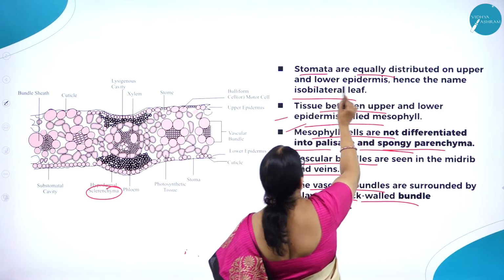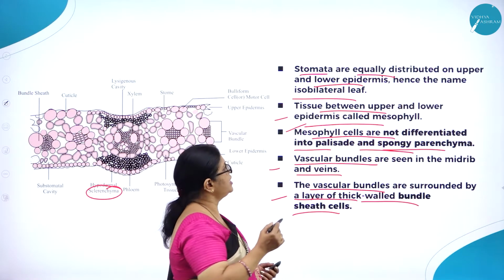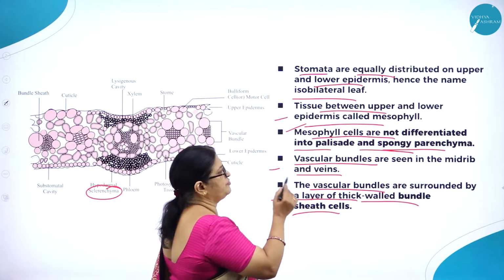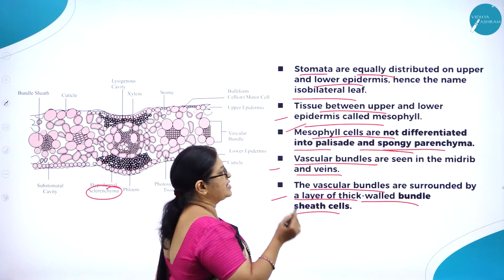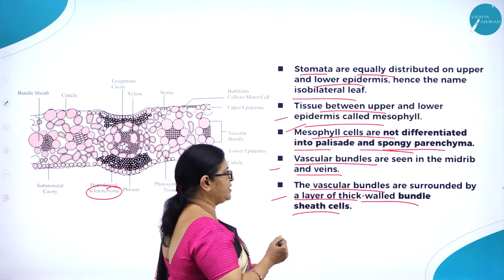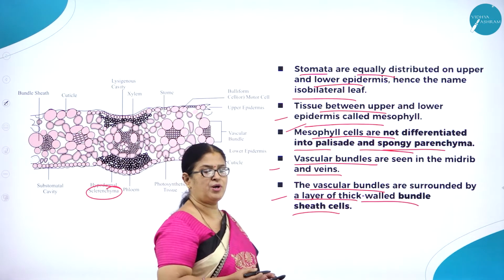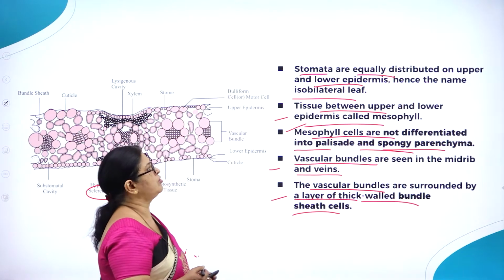Stomata are equally distributed on upper and lower epidermis, hence the name isobilateral leaf, and the tissue between upper and lower epidermis is called mesophyll. Mesophyll cells are not differentiated into palisade and spongy parenchyma. Vascular bundles are seen in the midrib and veins. The vascular bundles are surrounded by a layer of thick walled bundle sheath cells. So this is all about the anatomy of a dicot leaf and a monocot leaf.